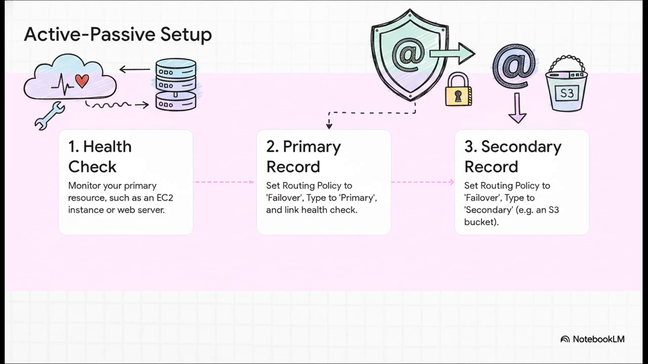And finally, step 3, you set up another record for your backup, say a simple static error page on S3. You tell Route 53, this is also a failover record, but it's the secondary one. And that's it, you're done. Route 53 now knows exactly what to do when things go wrong.